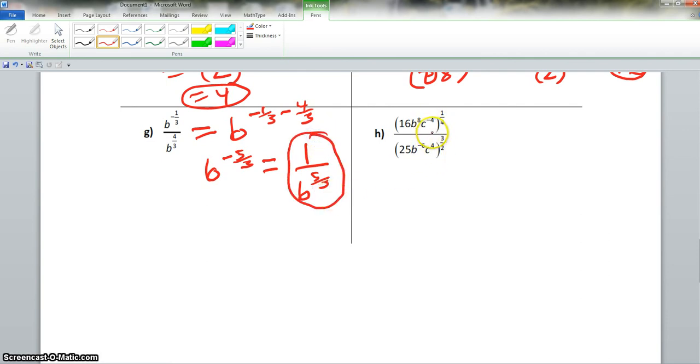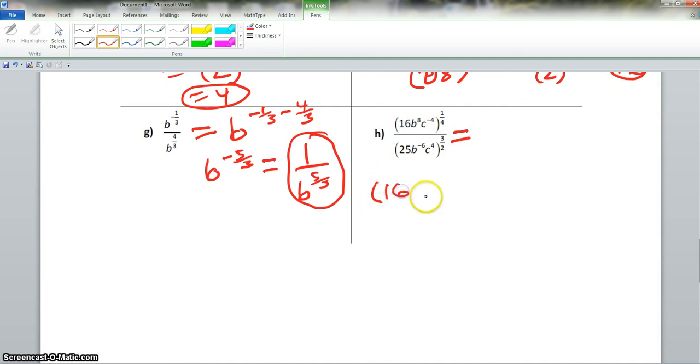Now we go here to H. Now, we have 16b to the 8th, c to the negative 4. And then we have 25b to the negative 6, c to the 4th to the 3/2. So, this is what we would do. The first thing I would suggest we do is let's isolate these parentheses. I'm just going to start with this first parenthesis.